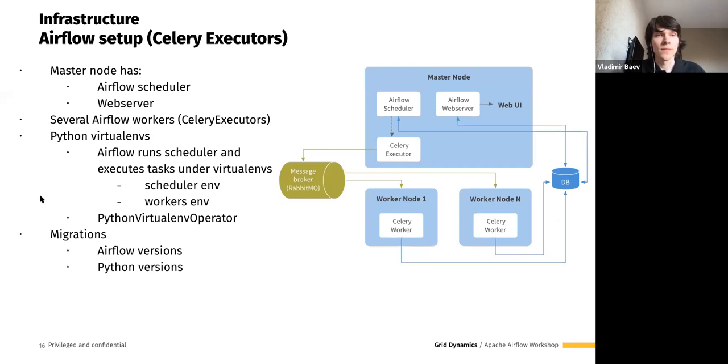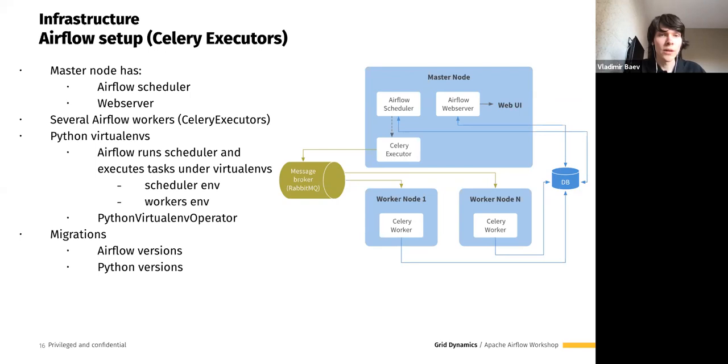Okay, then regarding infrastructure, let me show you an example of an Airflow setup with Celery executors. So here, as you can see, we have one master node with the Airflow scheduler and web server processes. And also there are several worker nodes. Also, we have a message broker, which is responsible for communication between separate nodes. And there is a database as well for storage of meta information.